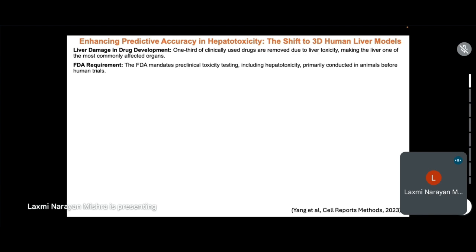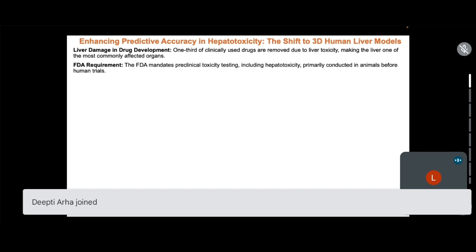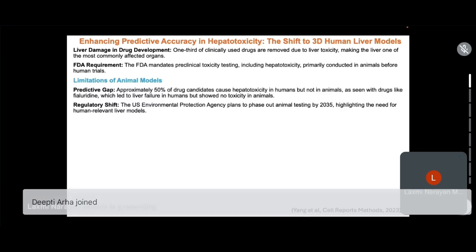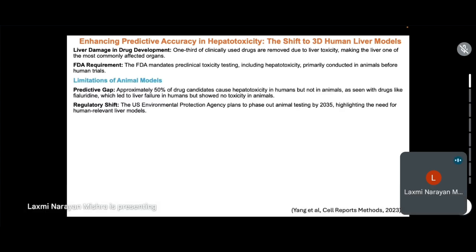The FDA requirement is that preclinical toxicity testing, including hepatotoxicity, is primarily conducted in animals before human trials. We cannot go to humans. We have to do all the preclinical toxicity study in animals. So what is the limitation of the animal model?